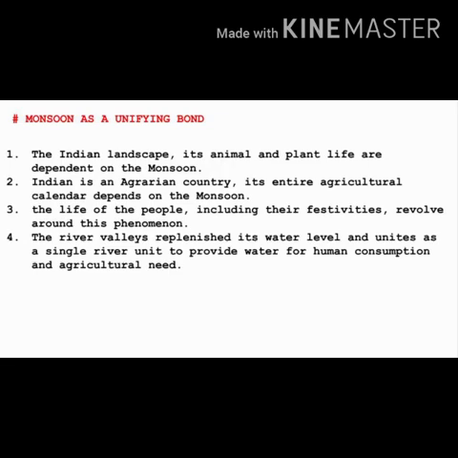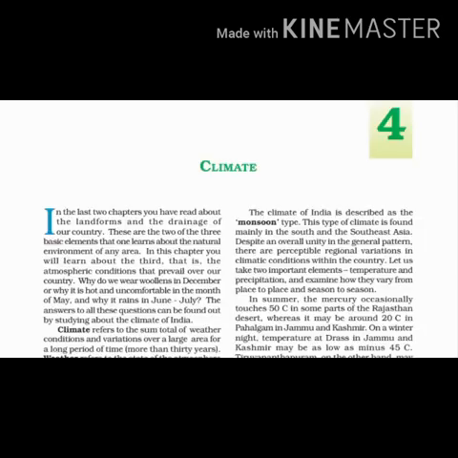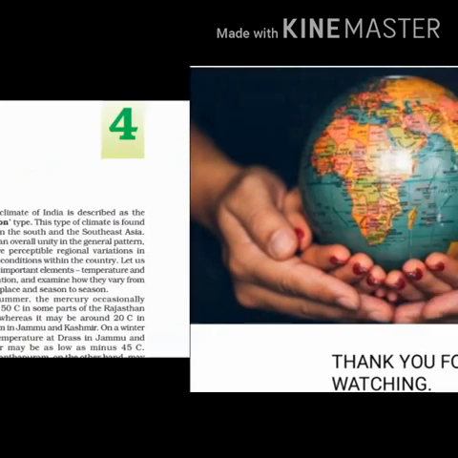And finally, because of the monsoon, our river valleys get replenished. And this is very important because many of the peninsular rivers usually rely on rainfall, unlike the Himalayan rivers. So if there is monsoon, it will provide water for human consumption and agricultural needs. So these are some of the points that come under the topic monsoon as a unifying bond. And with this, we have come to the end of this chapter. I hope you found this video informative.